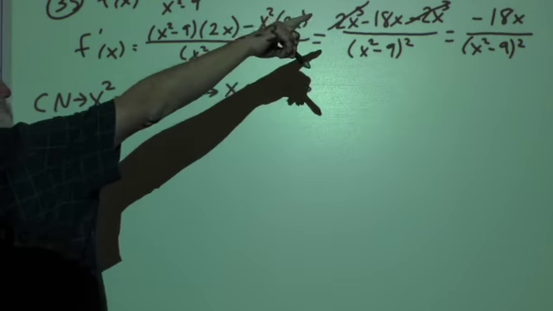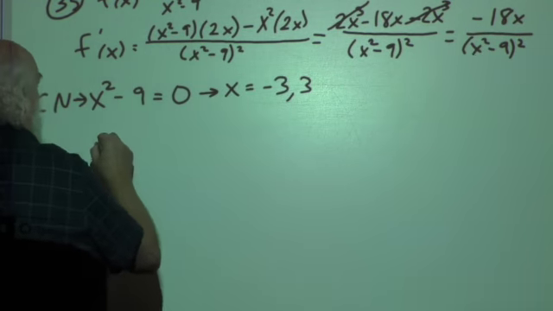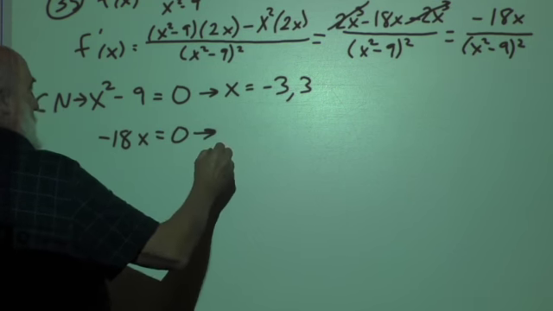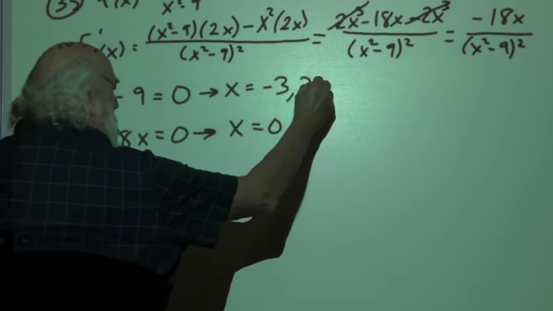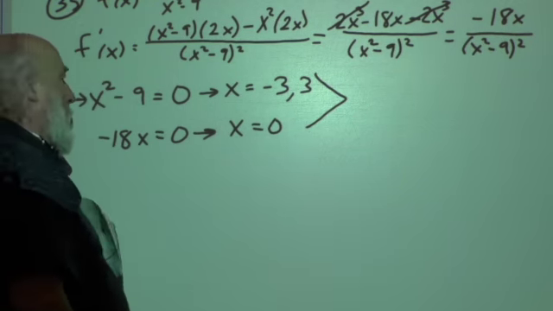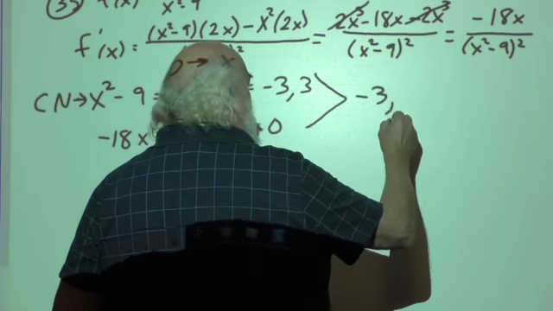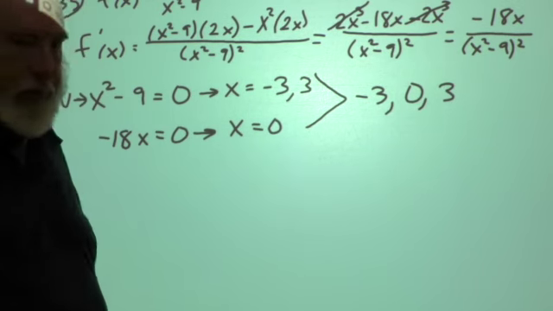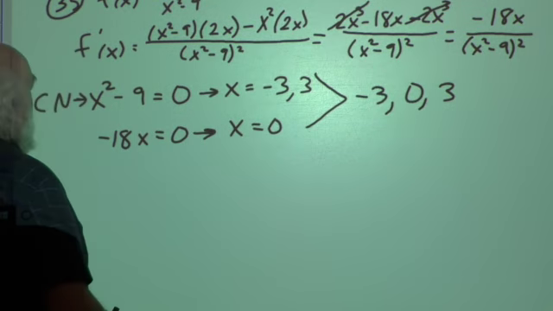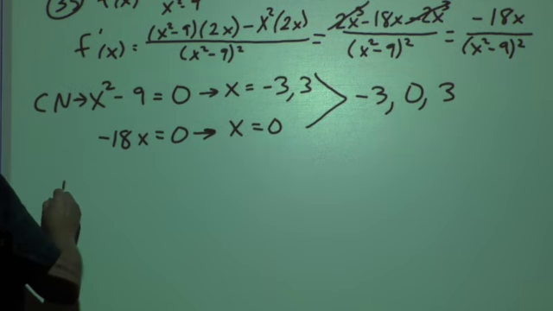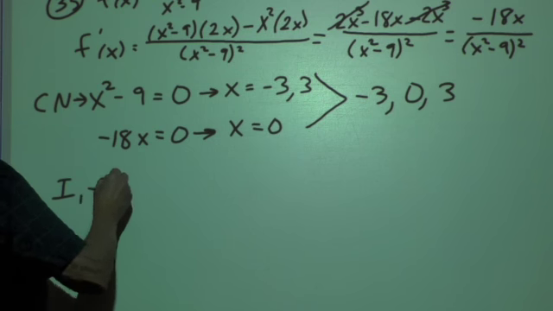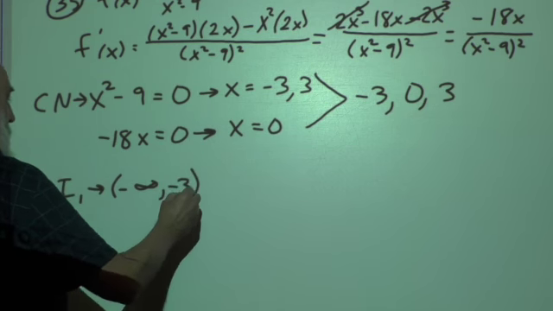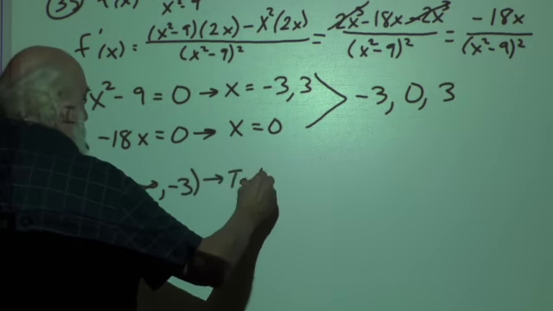And then we do it for the numerator, and yes, we can get a 0 for that as well. So we set that equal to 0. Negative 18x equals 0, which means x is going to equal 0. So our critical numbers here are going to be negative 3, 0, and 3. So now we've got 4 intervals for this. Okay? So the first interval is going to go from negative infinity to negative 3. So I'm going to test with negative 4.